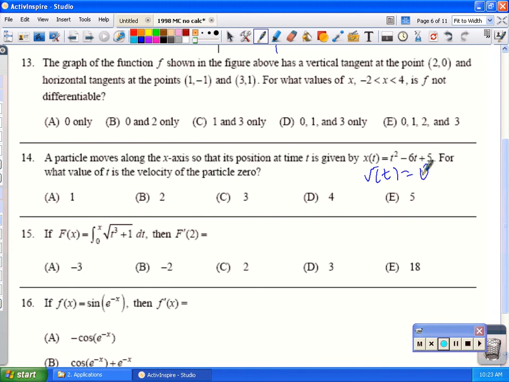Number 14, they give us a position function and they ask us, when is velocity equal to 0? So I find the derivative of the position function, I set it equal to 0, and I solve.